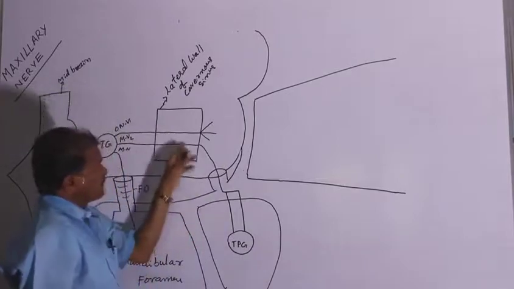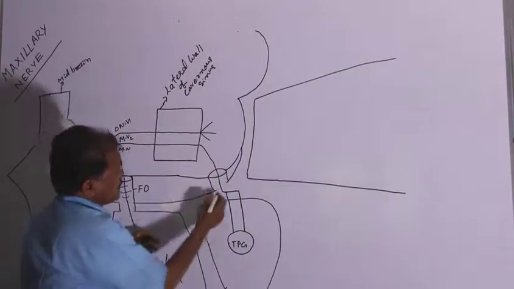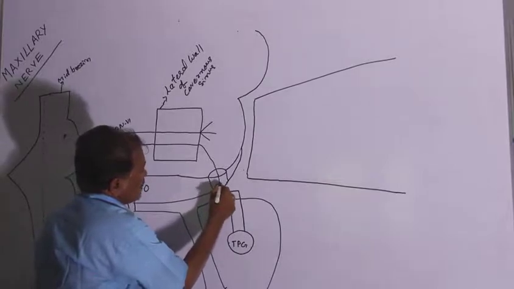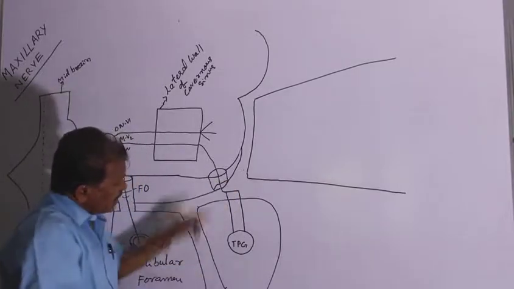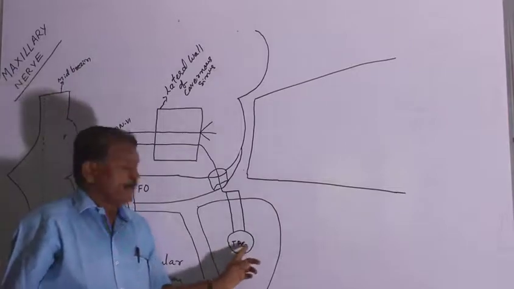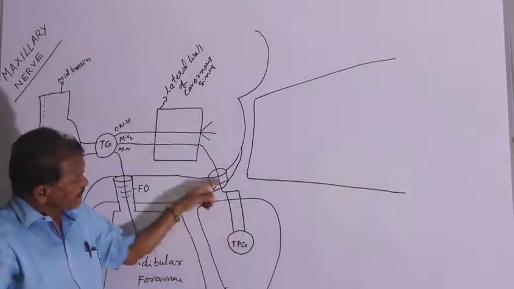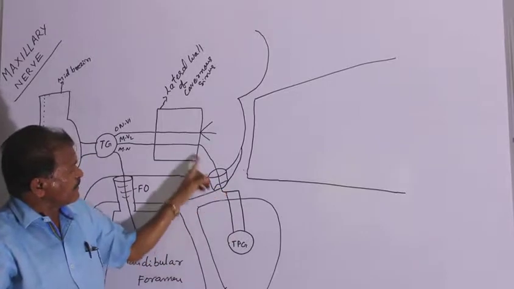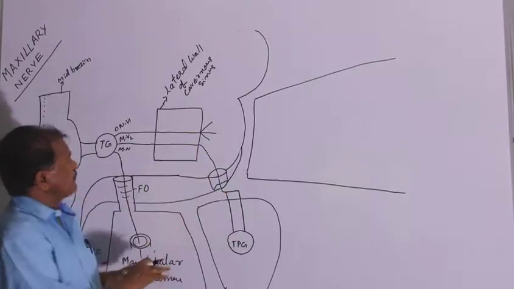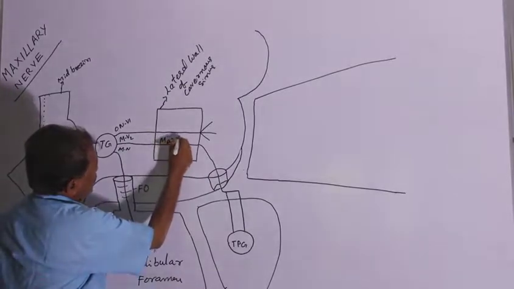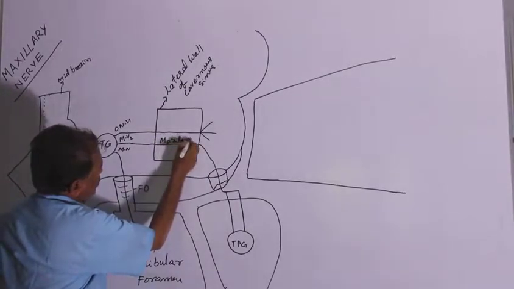Meaning, here this maxillary nerve is giving sensory input to the pterygopalatine ganglion. These are the ganglionic branches. The ganglionic branches arise from the maxillary nerve. This one is the maxillary nerve.